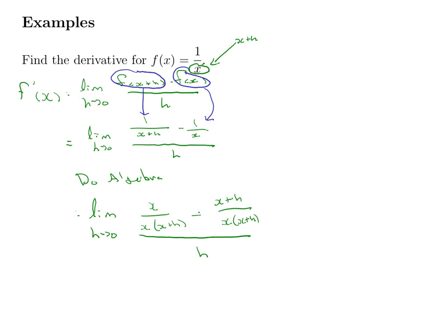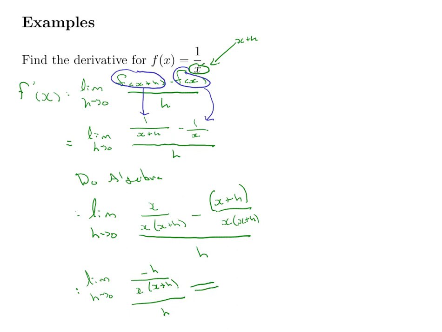Now we can go ahead and subtract things. Make sure that we use the distributive property with this negative sign. This is really x minus x minus h again. So what we're going to have is the limit as h goes to 0 of negative h over x times x plus h, over h. This is kind of an ugly looking thing.